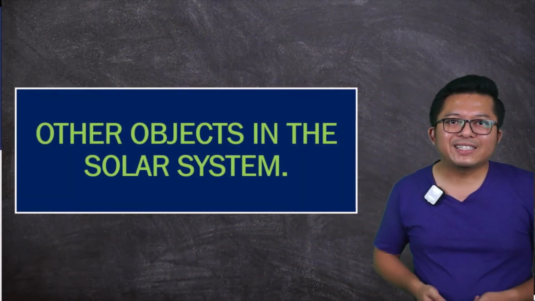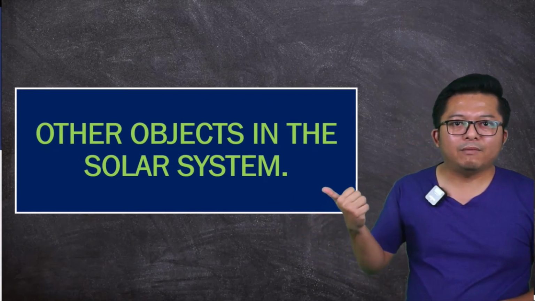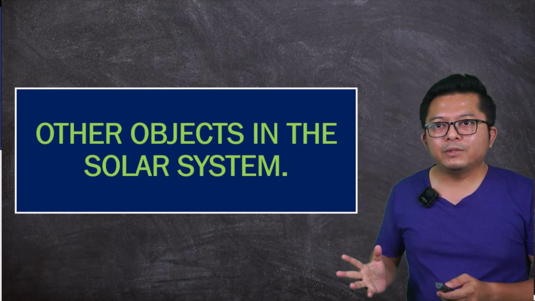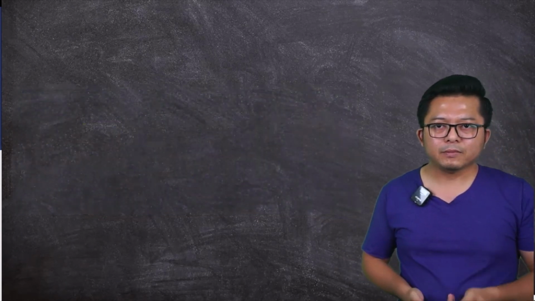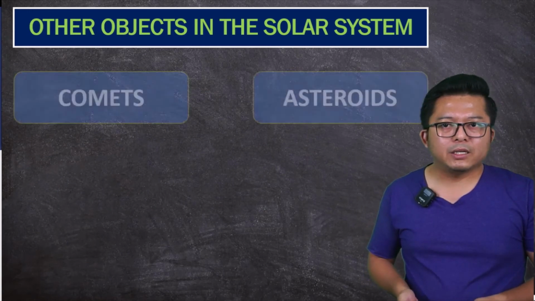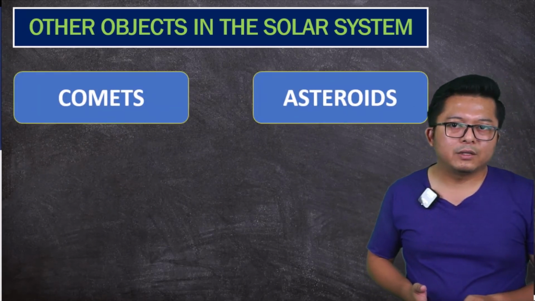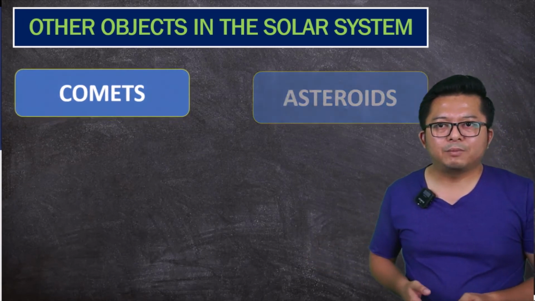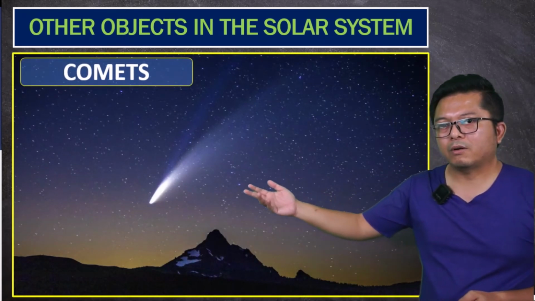Okay. Moving on to other objects in the solar system. Now we have learned about the sun, and we have learned about the 8 planets. And now there are many more objects that we can find around our solar system. Other objects in the solar system include comets and asteroids. Comets are different, asteroids are a different thing. Let me explain. Comets are this. This is a picture of a comet.